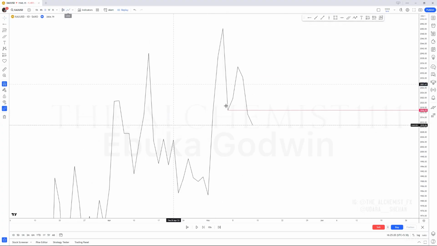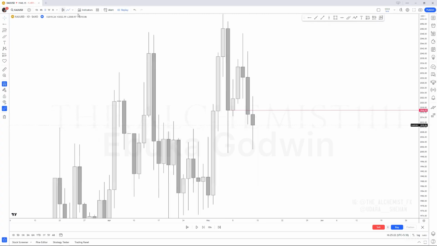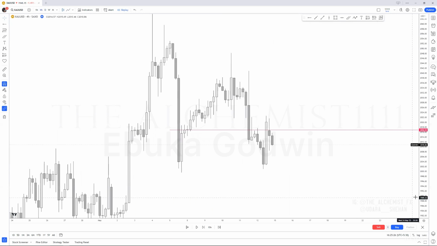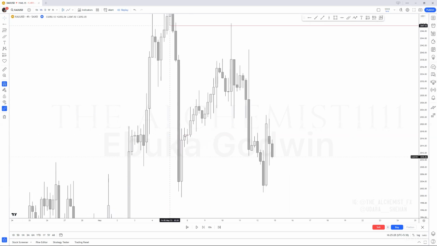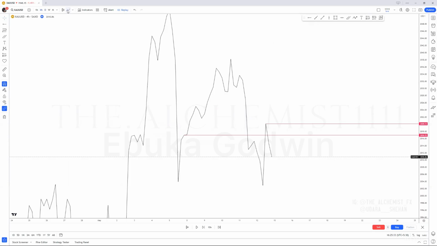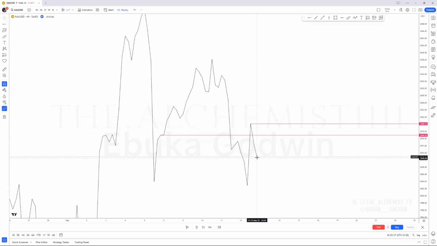Can you see that? Okay, support broken, turning into resistance. But we need to do a refinement, right? So let's go to H4. If we go to H4, now we can do a slight refinement of this zone into this zone. What is this? A resistance, right? H4 resistance, right here.